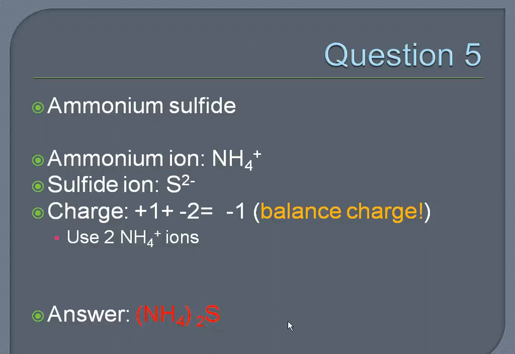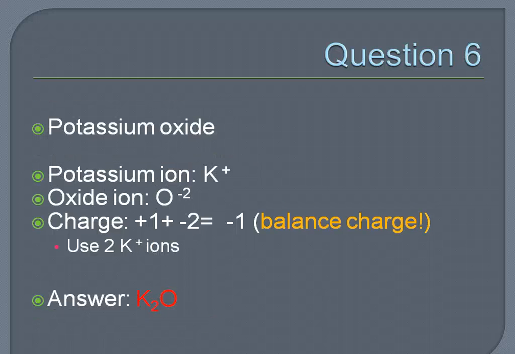Question 5. Ammonium sulfide. An ammonium ion is NH4+, whereas a sulfide ion is S2-. The charges would be a +1 with a -2, not being balanced. So, we would use 2 NH4+ ions, yielding an answer of (NH4)2S. Remember to use the parentheses to show that there are 2 NH4 ions, giving a +2 charge from the NH4 and a -2 charge from the S, balancing the equation.